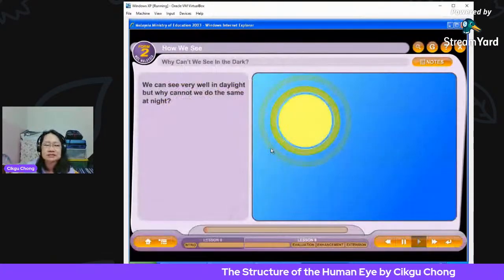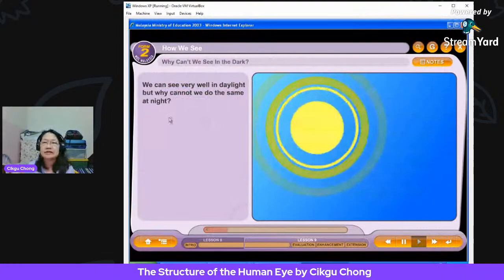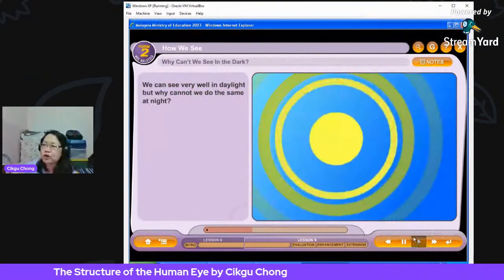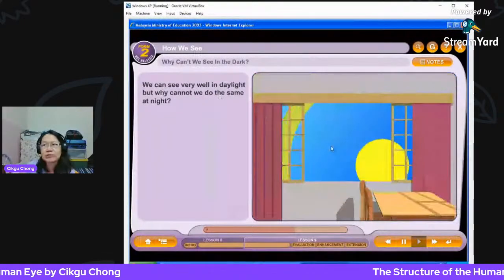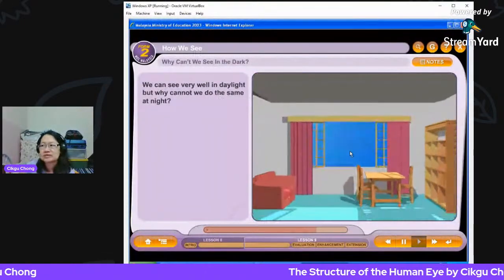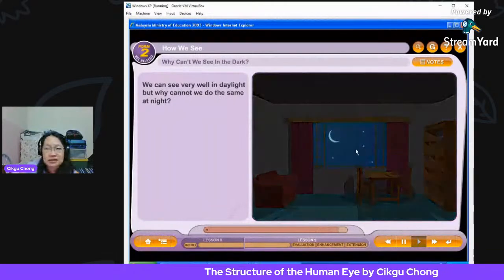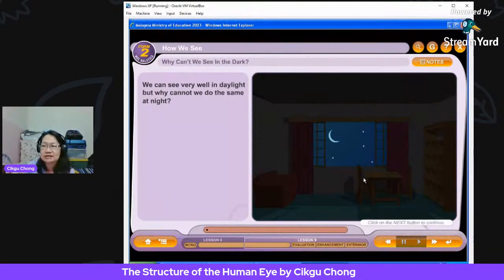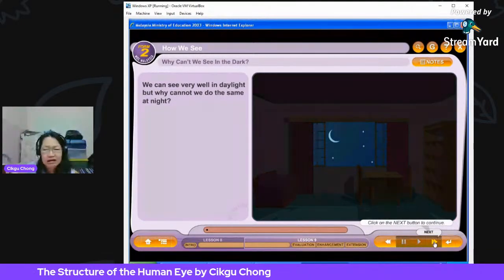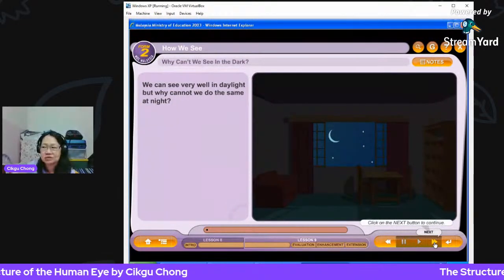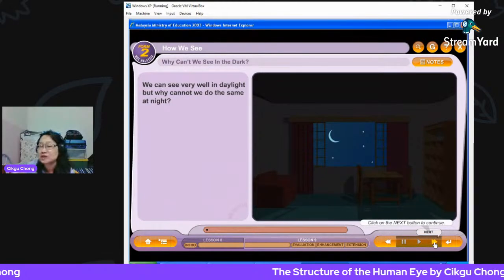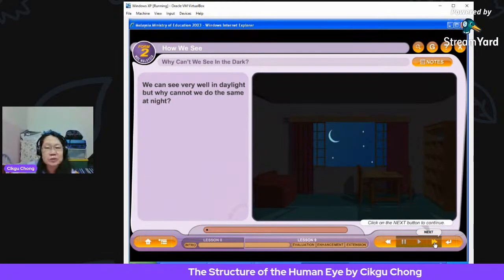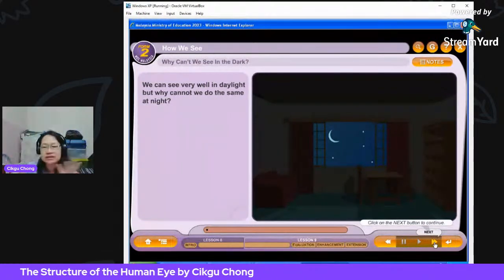Okay, now we can see very well in the daytime because there is light. But why can we not do the same at night? In the daytime, you see, it's so bright because there's light. Look at night, it's so dark. What is lacking? Why at night can we not see so well? The reason is because there is no what? At daytime we have a lot of what?